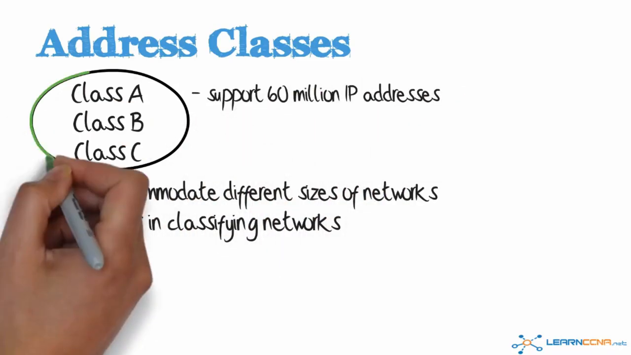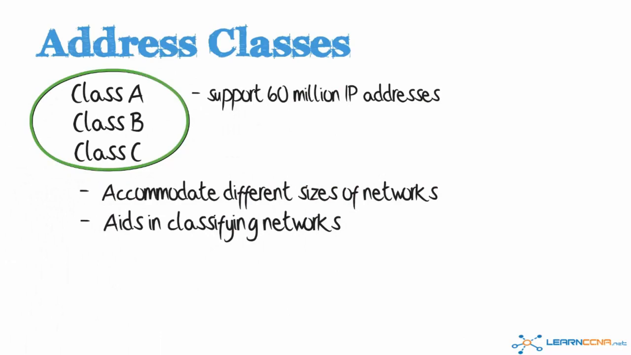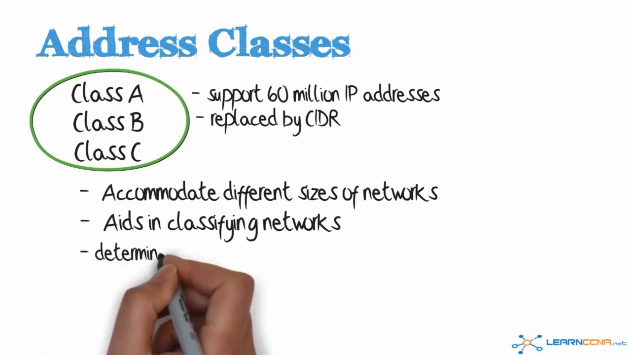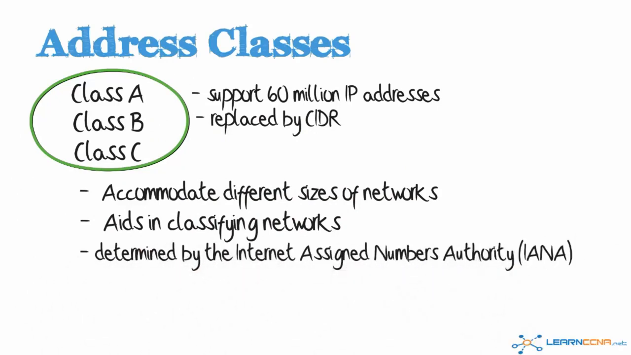So once again, we had class A, B, and C. These have been replaced or superseded by CIDR, and address classes such as A, B, and C were determined and then allocated by the IANA, or Internet Assigned Numbers Authority. This format is not used entirely in its original format today.